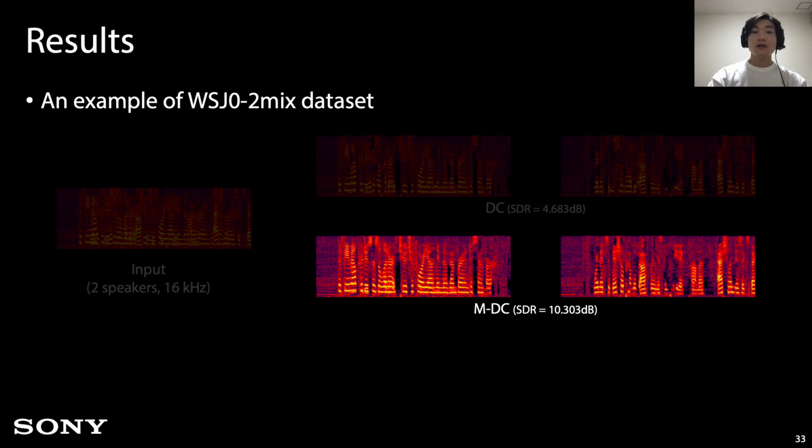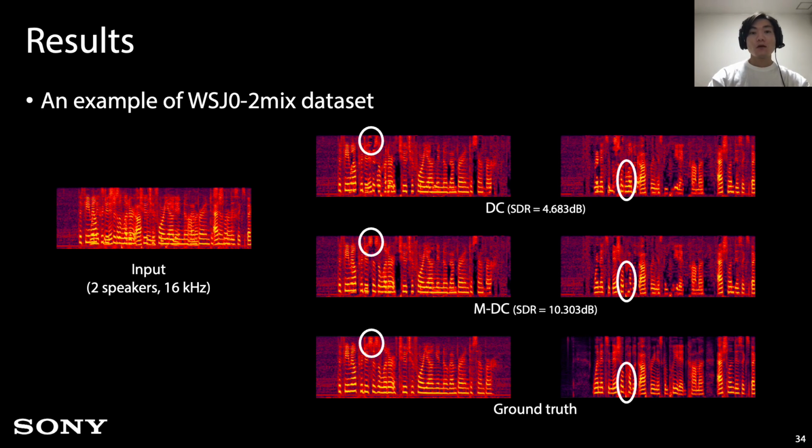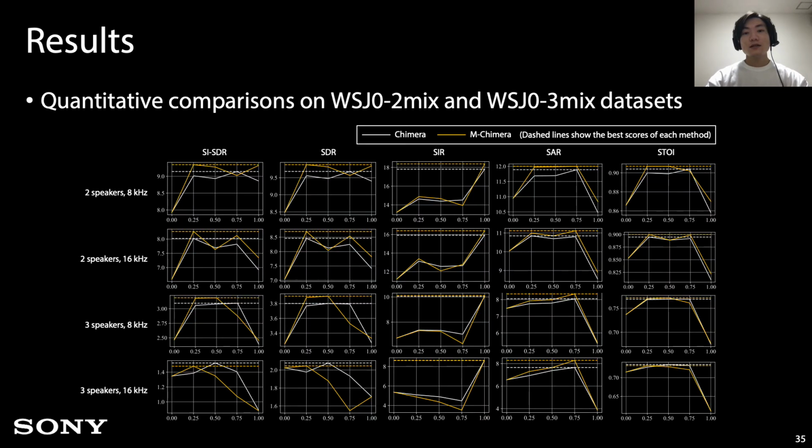You may hear the improvements. We added the spectrograms of the ground truth. Also, you may see the improvements at places that have been circled. These are the results of quantitative comparisons in the Chimera network between the DC-based one and the MDC-based one. As shown in these figures, you may see our MDC also improves existing DC-based methods.